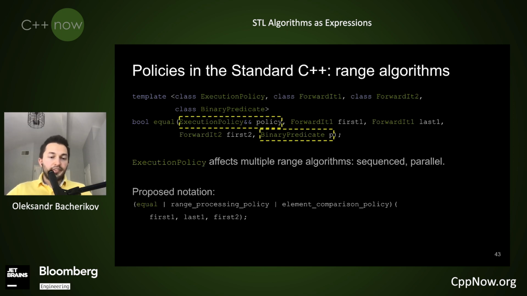So we have equal, then we specify range processing policy, and then element comparison policy. And actually the order isn't important here. And if you want defaults, we don't need to specify anything. And we can specify just one of them. And the actual arguments, the range iterators, are separate in the round brackets.